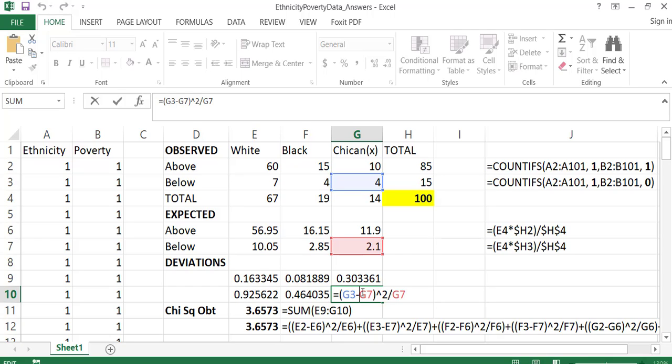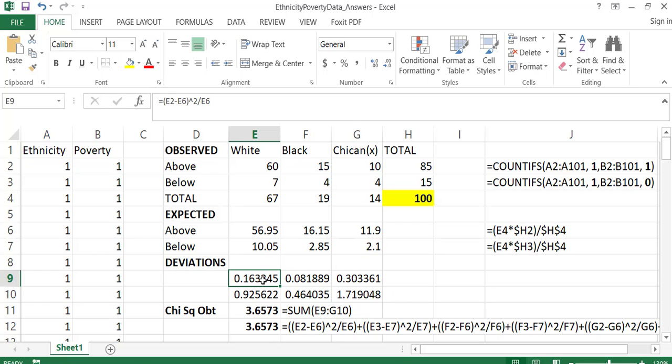67% of the population is white, so the numbers are going to be larger, but proportionally, if they were distributed evenly, or it's the same as the black individuals are distributed and the way the Chicano individuals are distributed, we would see that this would be close to zero. The deviations would be relatively small.